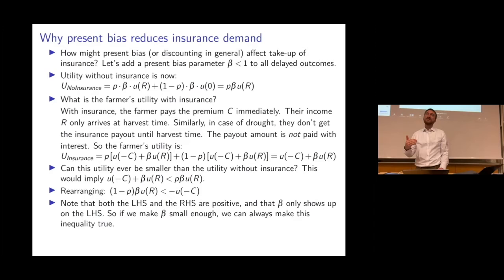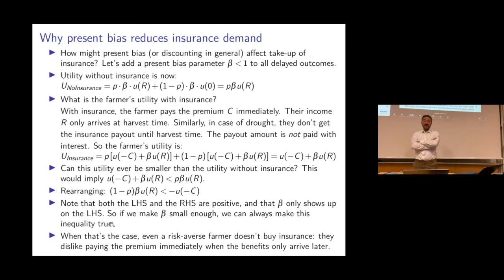And what that means is that in that case, even a risk-averse farmer doesn't buy insurance. And so the utility of the insurance is now lower than the utility of not having insurance. And that's because the farmer, when the beta is very low, really dislikes having to make that payment upfront when the return of the insurance only comes later. Does that make sense? So that's what we omitted from our model earlier. And when you add it in, you can see how it might limit demand for insurance. If present bias is strong enough, people don't want to buy insurance.